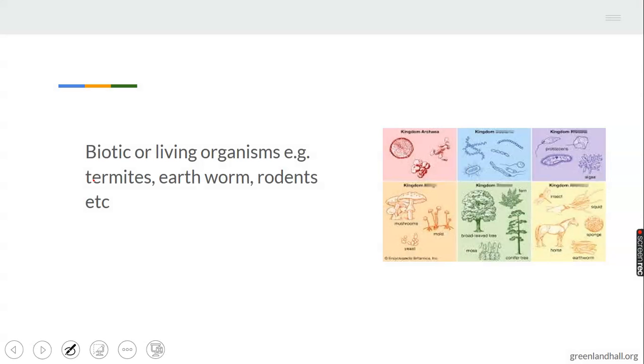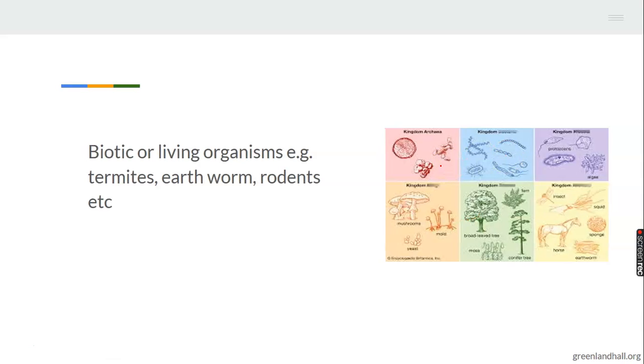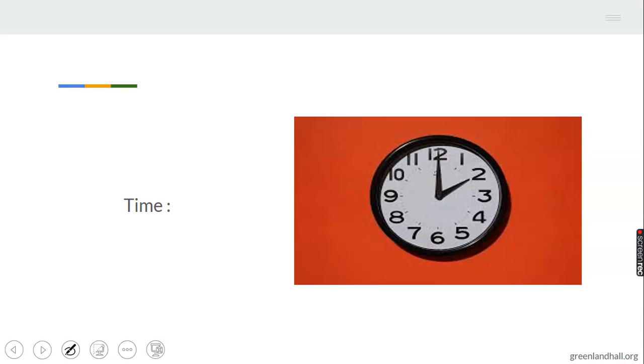Biologic or living organisms like termites, earthworms, and rodents as well aid soil formation. This is a very good picture of these living organisms that aid disintegration of rock.